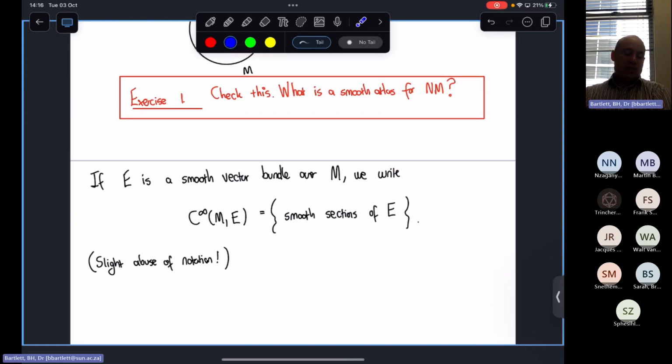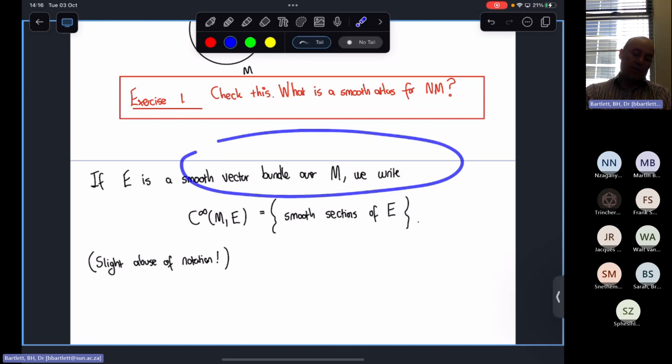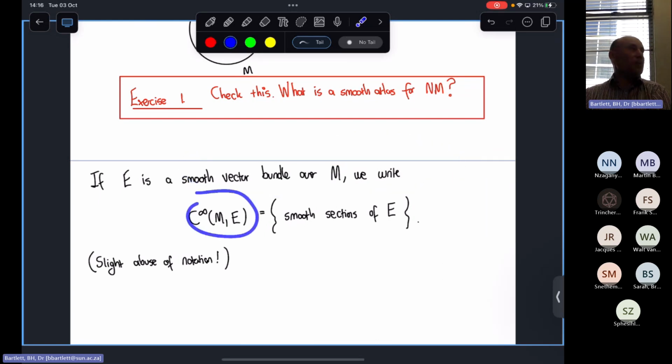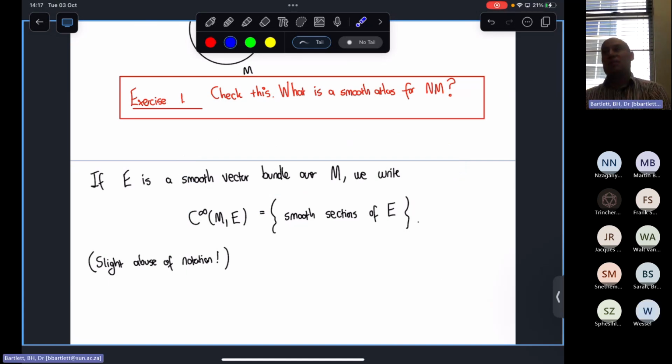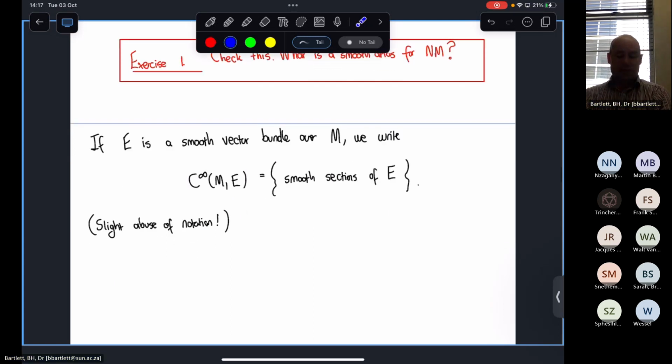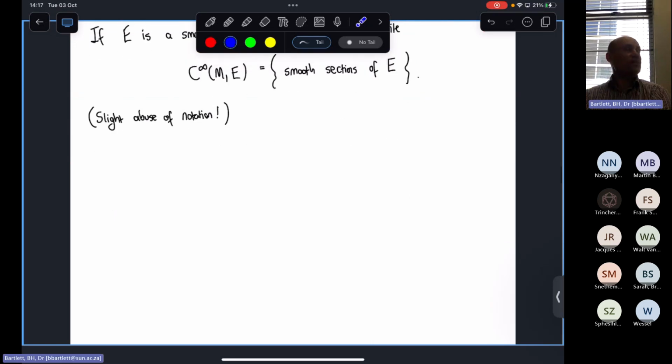Just some notation. If I've got a smooth vector bundle over the manifold, then I'm going to write C infinity of M comma E to be the smooth sections of that vector bundle. It's a slight abuse of notation, because you might think that this means all smooth maps from M into E. I don't quite mean that. I mean smooth maps from M into E such that they are sections. So in other words, you do the smooth map and then you do the projection, and you get the identity. But I think it'll be clear in every context what I mean.